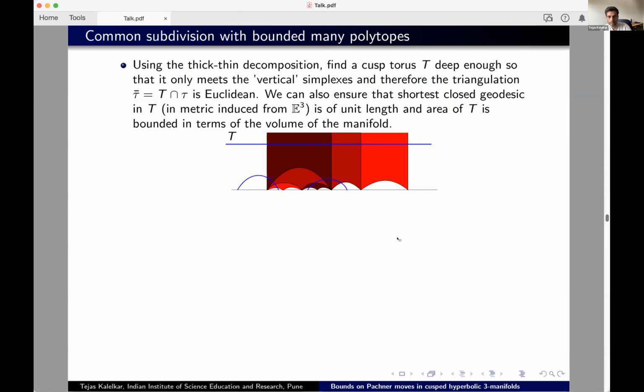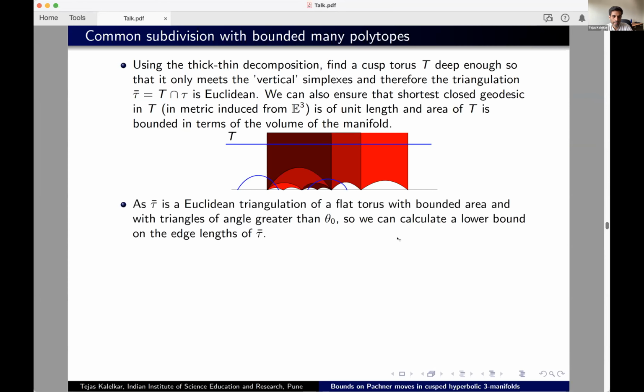And we can also ensure that the shortest closed geodesic in T is of unit length and the area of T is bounded in terms of the volume of the manifold. So we do have some kind of normalizations. And then, as this tau bar is a Euclidean triangulation of a flat torus with bounded area and with triangles of angle greater than theta naught, because the dihedral angles of the tetrahedra I've assumed are at least theta naught.